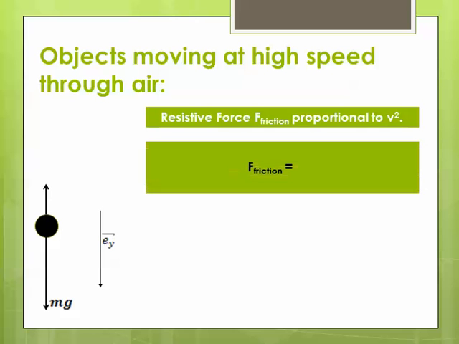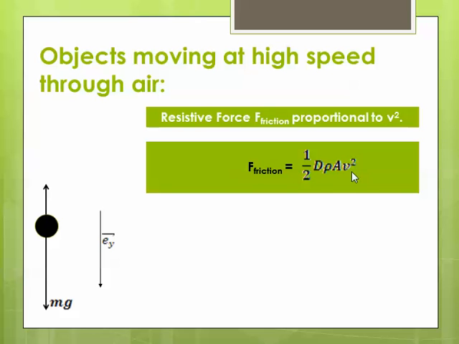The friction force is given by ½ D ρ A v². Let's not consider the factor here first. Let's only consider the velocity for now. So you see the velocity of the object is squared. So the friction force is proportional to the square of the velocity.